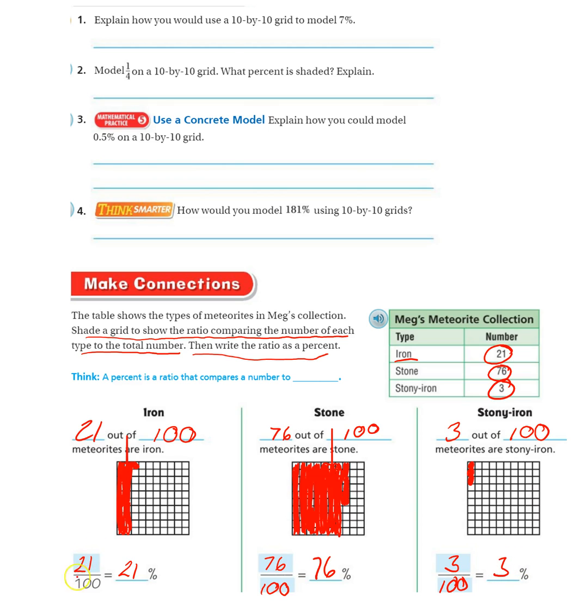And notice our numerator out of 100. So whenever we have a fraction out of 100, our numerator is the percent. As long as the denominator is 100, then your numerator is the percent.